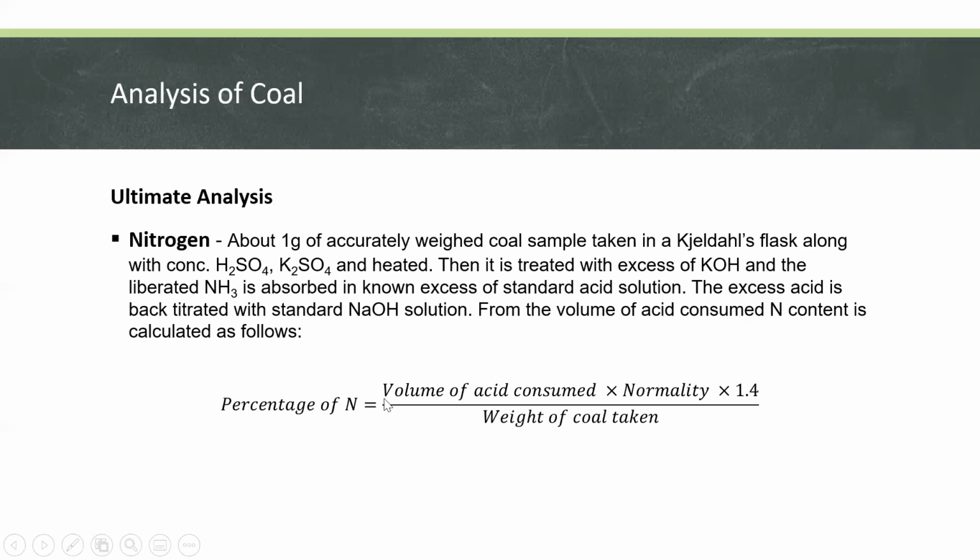The product of the volume of acid consumed, which is normally in milliliters, and the normality of the acid, times a factor of 1.4, all divided by the weight of coal taken. Then this is the percentage of nitrogen.